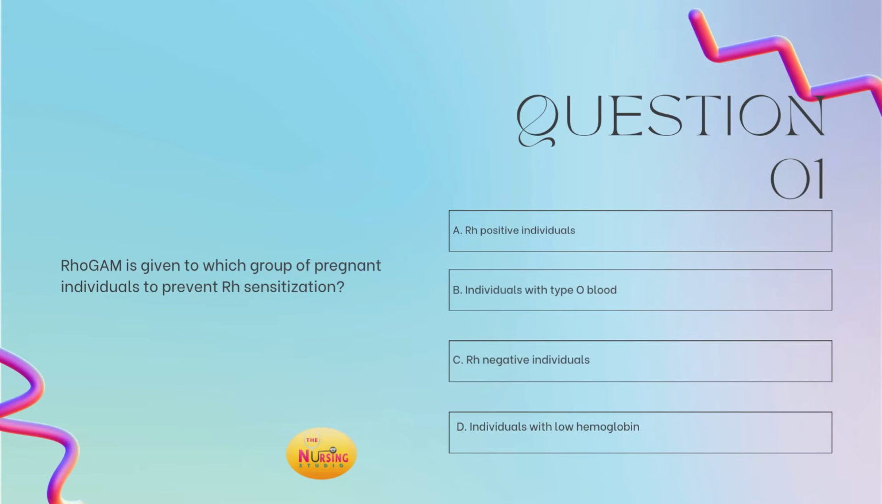All right, so we're just going to do some knowledge based questions today to help you tie some things together. So, question number one states RhoGAM is given to which group of pregnant individuals to prevent RH sensitization? Is it A, RH positive individuals, B, individuals with type O blood, C, RH negative individuals, or D, individuals with low hemoglobin? Take a moment and tell me what you got, y'all.